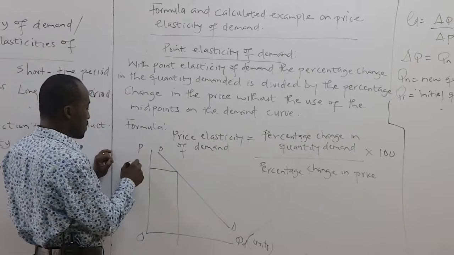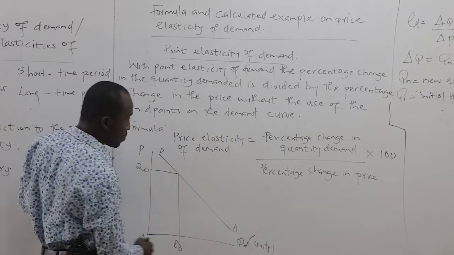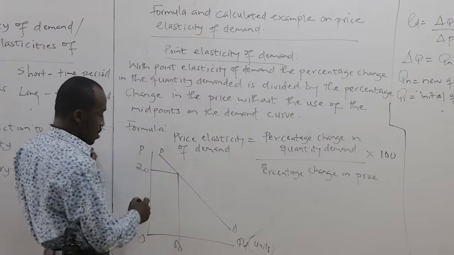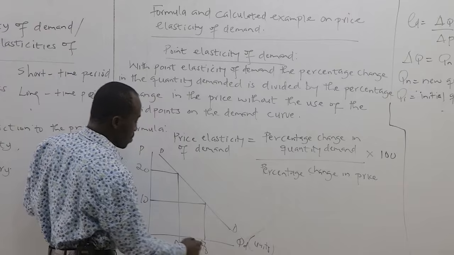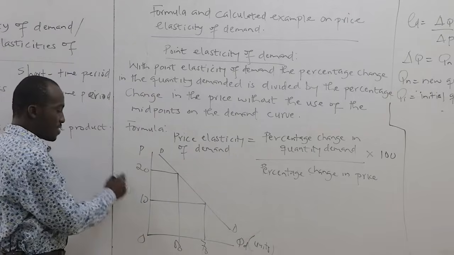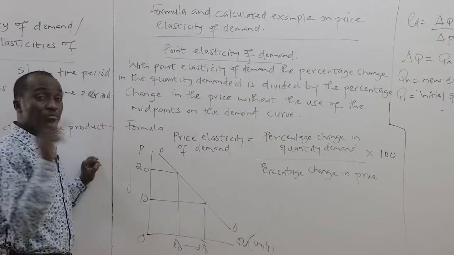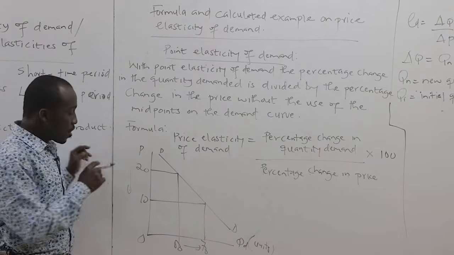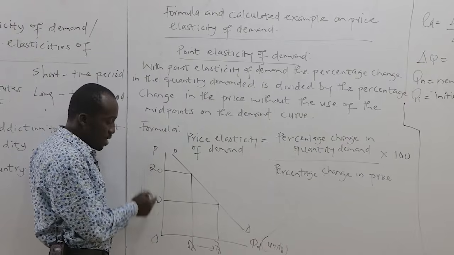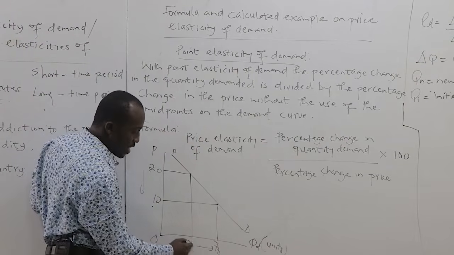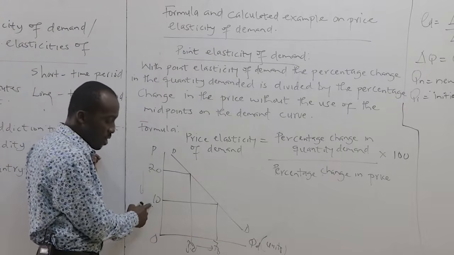Price was 20, demand was 50, right? When price reduced to 10, demand shoots to 70. So first, price has reduced, demand has what? Increased. With point elasticity, you're looking at how there was a change in price from here to here and change in demand from here to here. So you're interested in these points, this one and this one, this one and this one.